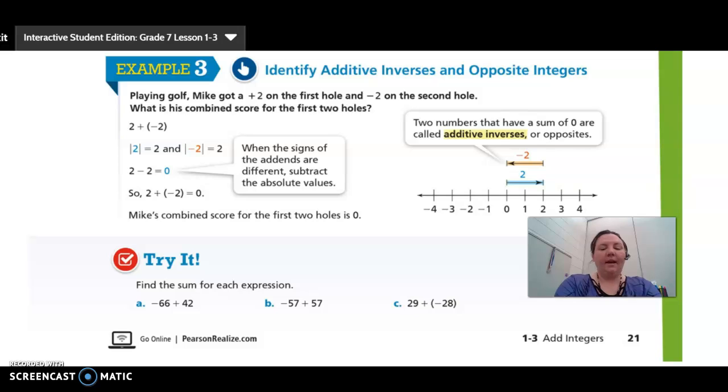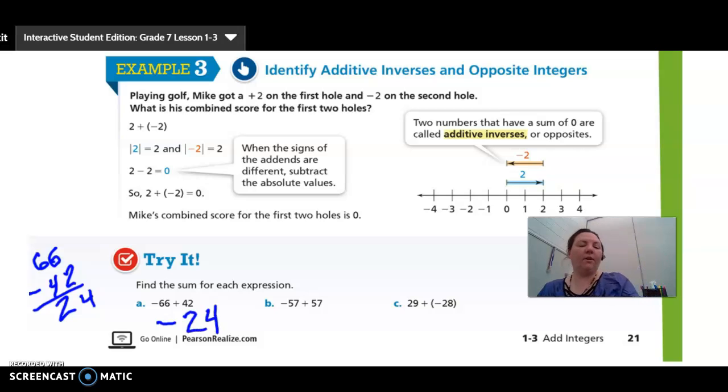In letter A, I have negative 66, so I owe my mom $66, and I pay back 42 of them. I still owe her money. So that answer is going to be negative, and how much I owe her back is going to be the difference between 66 and 42, which when we subtract those two numbers is 24. So we end up with an answer of negative 24. So here over on the side, I flipped it around and I did my subtraction using the absolute value of those two numbers, just like they did in example 3 that you can read on your own.